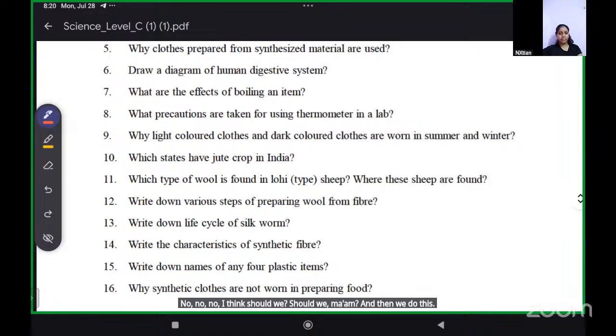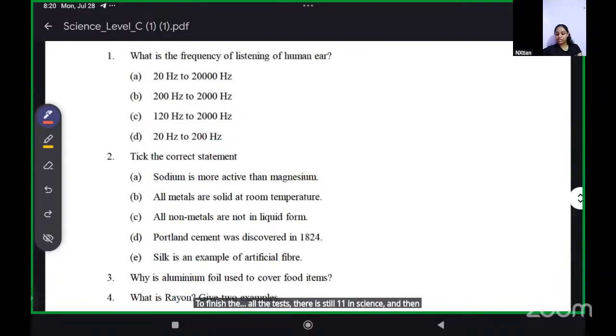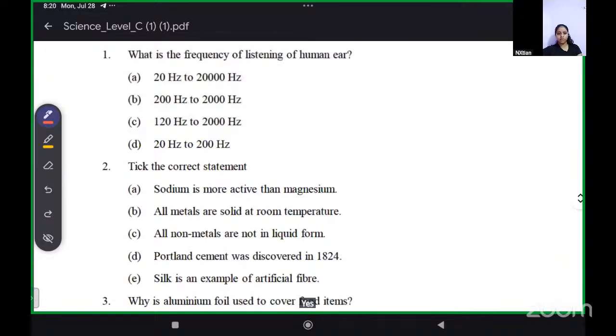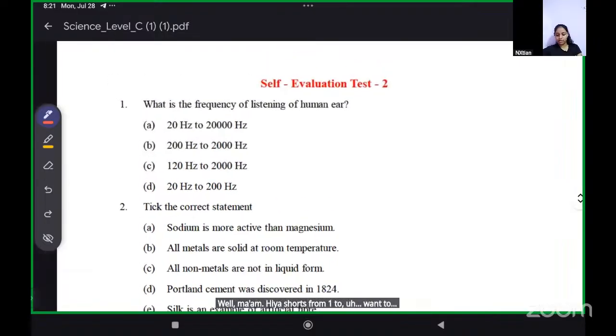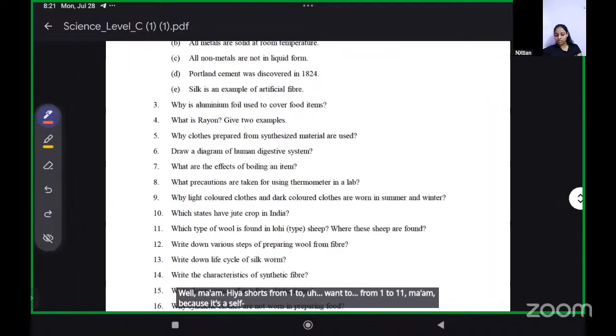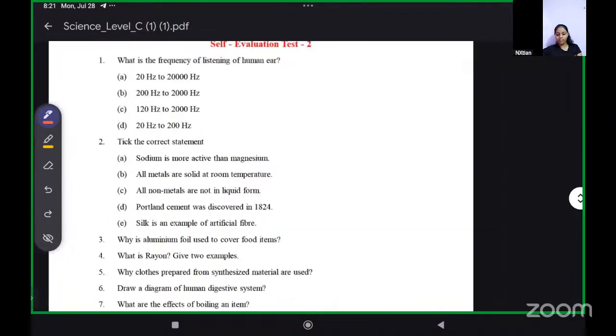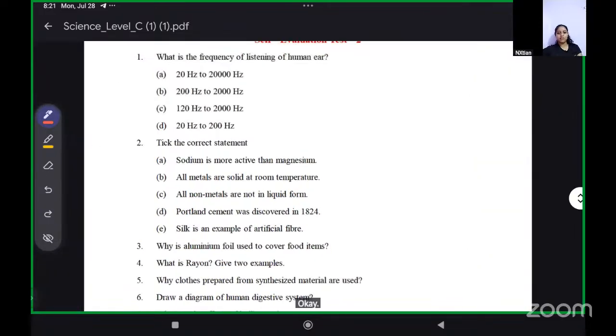Okay, yes, Abraham, definitely we can do that. I think that is a better idea. To finish all the test series till 11 in science and then do this self-evaluation test, which is combined for first to 11th. Ma'am, are you sure it's from 1 to 11? Because it's a self evaluation test too. It has to be self evaluation test 1.